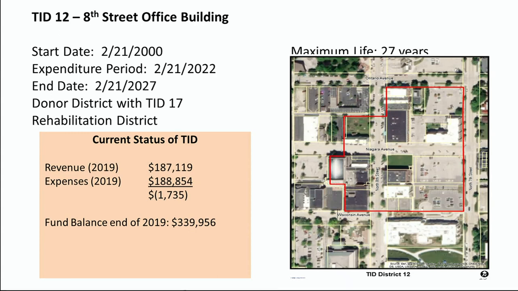TID 12, the A Street office building. So this is the Niagara North A Street. You can see the map on there. It basically goes from 7th Street to the middle of North 8th to North 9th from Wisconsin to Ontario. Was created in 2000. It closes in 2027. This district has substantial fund balance and has no additional expenses. So right now it's a donor district and it's sharing excess revenue with TID 17, which is the Indiana Avenue TID. This is a rehabilitation district open for 27 years. Although it shows a negative balance as of the end of 2019, it does have $340,000 in fund balance.